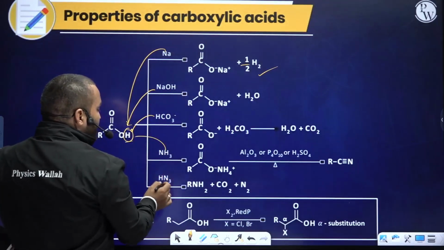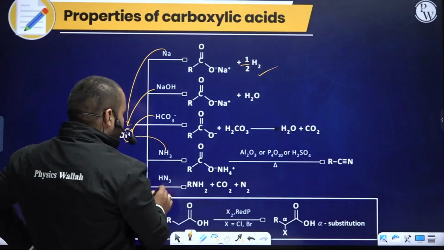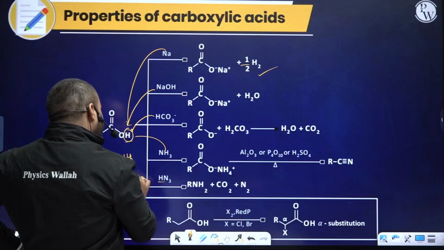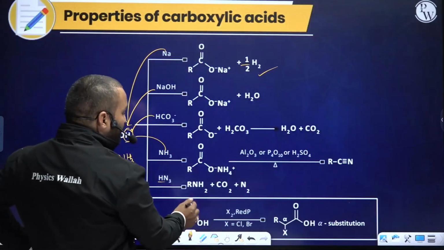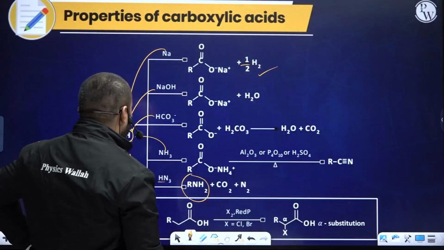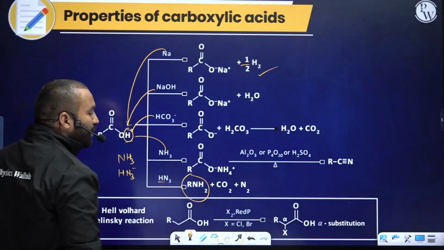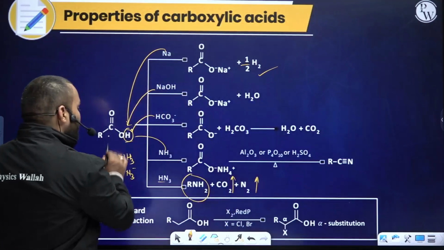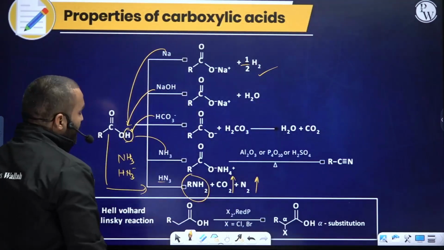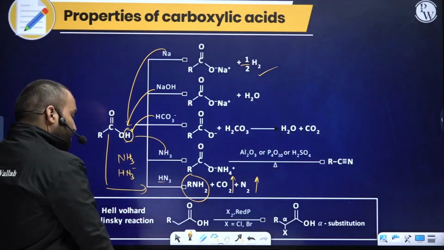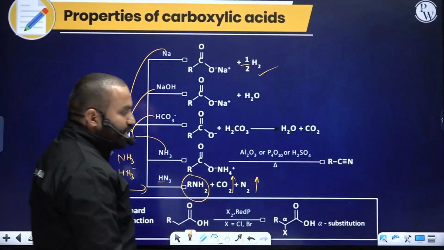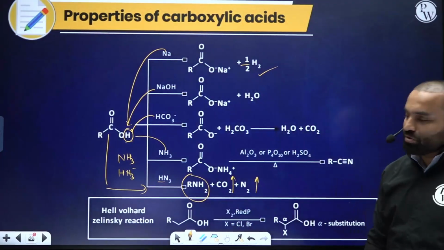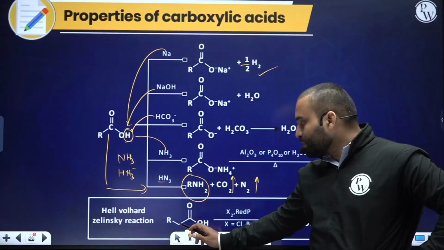This is known as hydrazoic acid. NH3 is ammonia, remember, and HN3 is hydrazoic acid. It reacts to produce RNH2, because this will break down the molecule into nitrogen gas, CO2 gas, and RNH2. This is one of the beautiful methods of preparing primary amines. The last reaction here on this table is the HVZ reaction. HVZ reaction is alpha substitution or alpha halogenation of carboxylic acid. What is this carbon over here? This carbon is known as alpha.